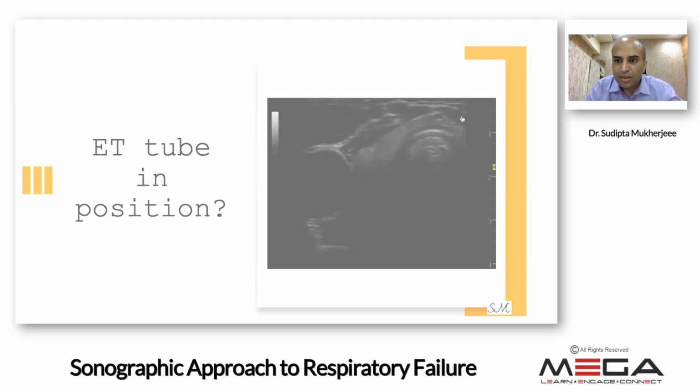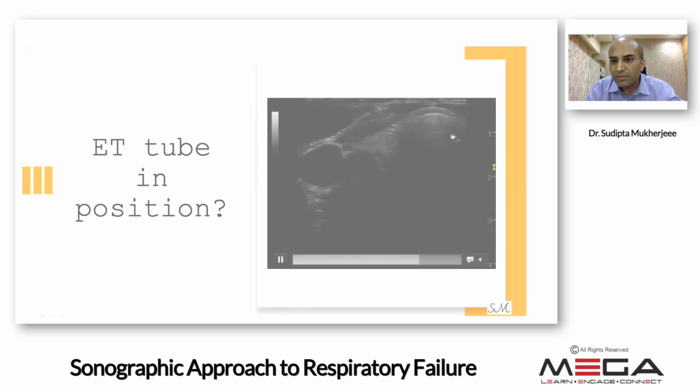Now here we can see this is the trachea, and with the minimum movement of the tube, we can appreciate an undulation here. We cannot see the endotracheal tube clearly because the cuff will be inflated by air, so there will be artifacts, but we can clearly identify that there is an abnormal movement. There is undulation happening here. So that means the ET tube is in the trachea.